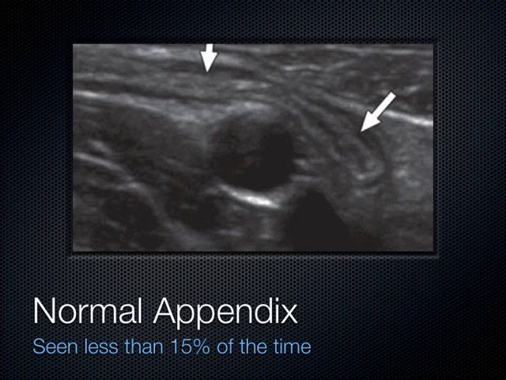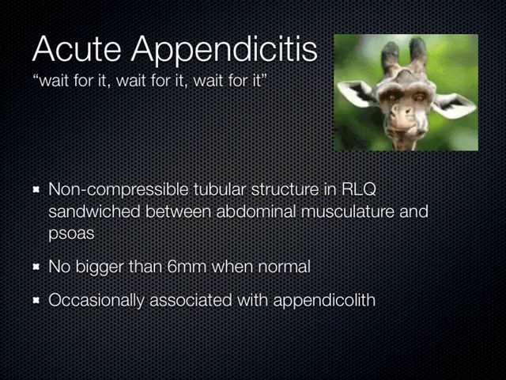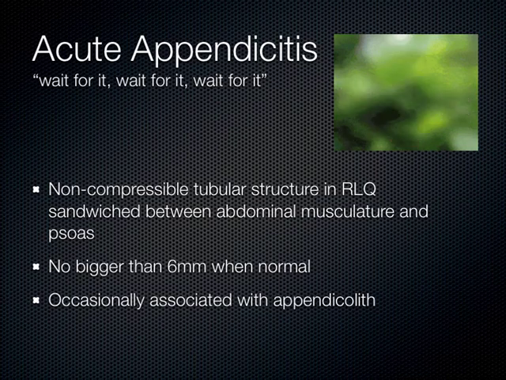Now, when you look for appendicitis, what you're trying to do is compress the abdominal wall musculature down to the psoas muscle. And if you wait for it and keep compressing, eventually you'll see that little appendix pop its head out at you, and then as soon as it's there, it's gone again. So hopefully you were recording it, but it gets sandwiched between the abdominal wall musculature and the psoas muscle.